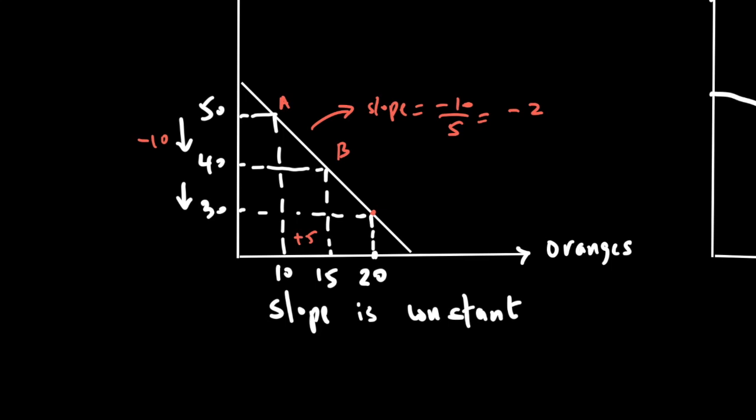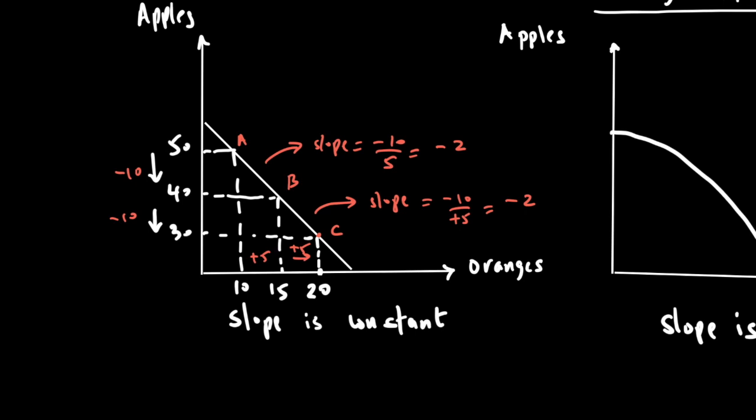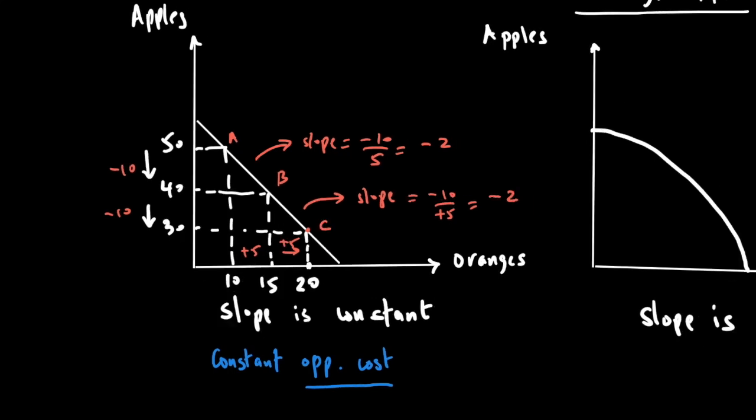But when I go from B to C, I get the same slope, because again it's minus 10 over plus 5, which would mean I get the same slope of minus 2. This means the slope is constant, which means basically what we're trying to imply here is that not only is the slope constant, but this is what we call a constant opportunity cost curve. The opportunity cost is not changing, and I'm going to talk about it in a minute, but let's look at the other curve first.